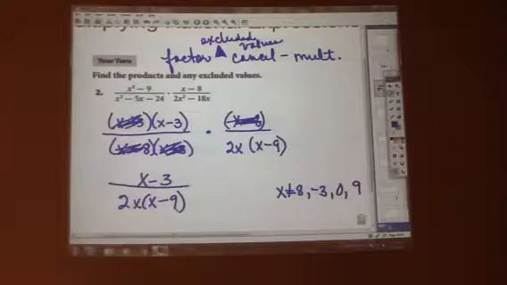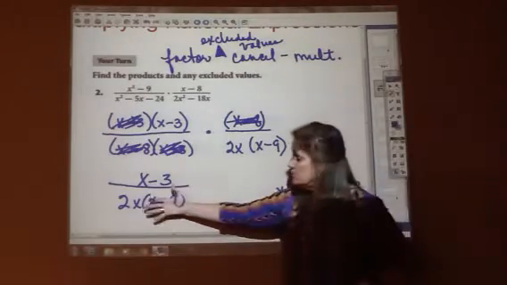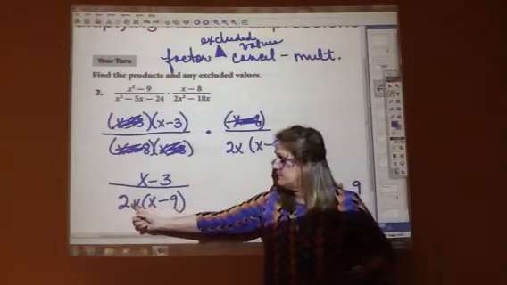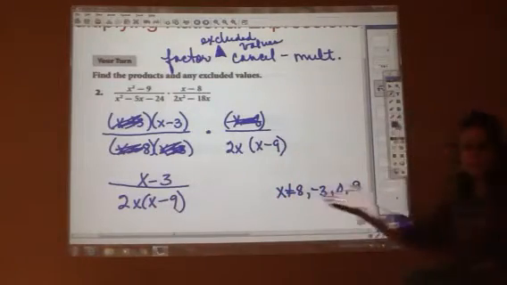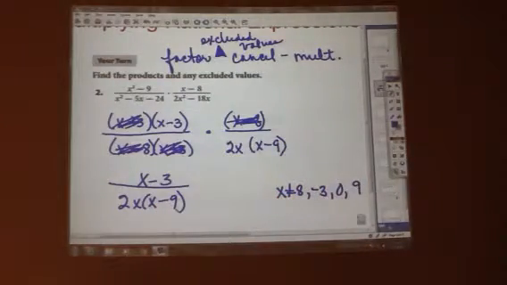That's it. Now, you don't want to wait till here and do your excluded values because you would only get 0 and 9 instead of all the excluded values. Factor, cancel, multiply. Questions?